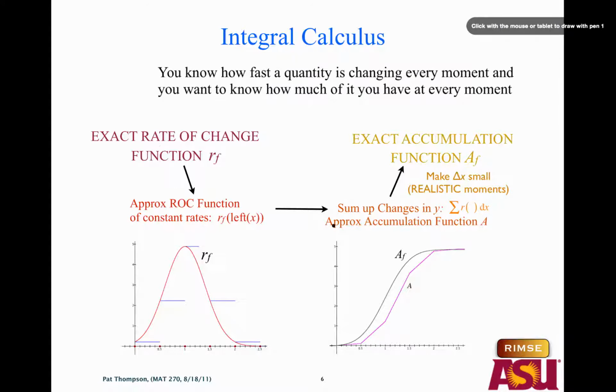So this was the journey we've been on to get exact accumulation from exact rate. From exact rate, you start with an approximate rate of change function made up of constant rates, and then you use those constant rates to total up small amounts of accumulation, and that was the basis of the long accumulation function that we worked on. And then once you let those intervals get very small, that approximate accumulation function converges to the exact accumulation function.